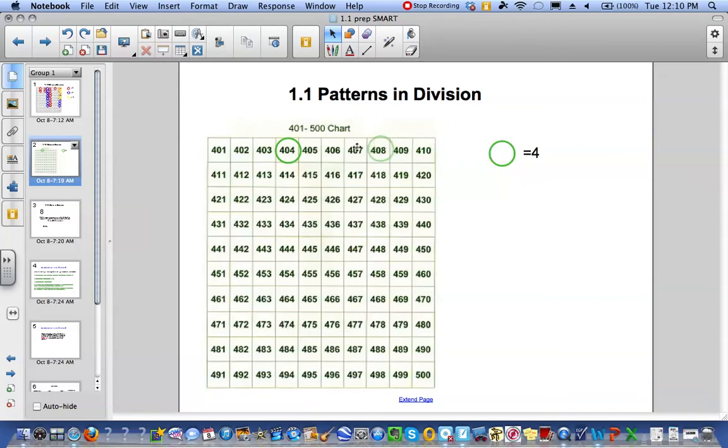4 goes into 08, and 4 goes into 12 in the 412. Then you look over at 414. Well, does 4 go into 14? Not evenly, so it doesn't go in there. But 4 goes into 16, so 4 goes into 416. 4 goes into 20, so 4 goes into 420.